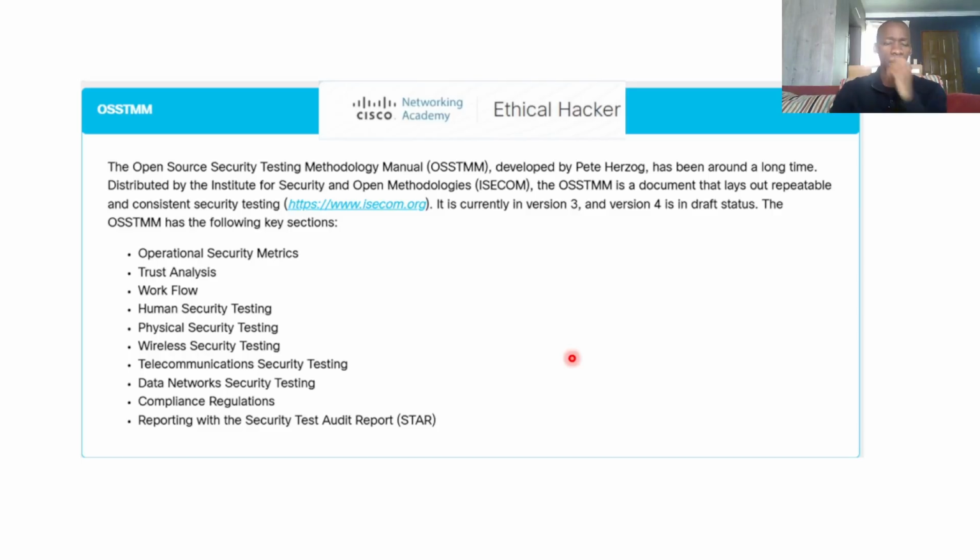These are the following key sections. Okay. Operational security metrics, trust analysis, workflow, human security testing, physical security testing, wireless testing, telecommunication testing, data network security testing, compliance regulation, and reporting with security test audits.